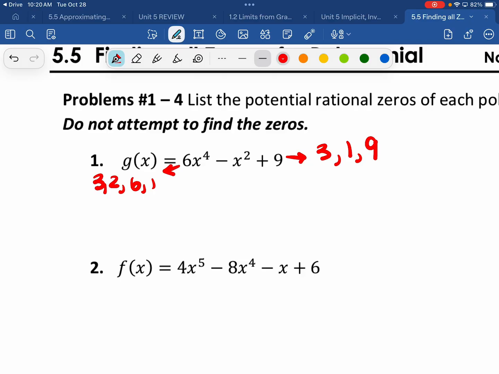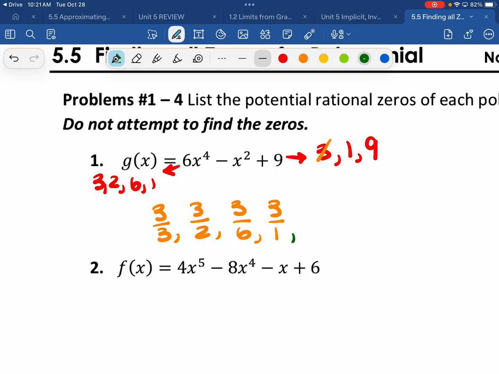And that's it, right? So what we're going to do here is take the factors of 9, which are 3, 1, and 9, and put those numbers over the factors of 6, which are 3, 2, 6, and 1. So my possible zeros, well, let's start with 3, and let's put 3 over all of these. So we've got 3 over 3, 3 over 2, 3 over 6, and 3 over 1. Does that make sense so far? Yeah. Okay, so we've taken care of 3.